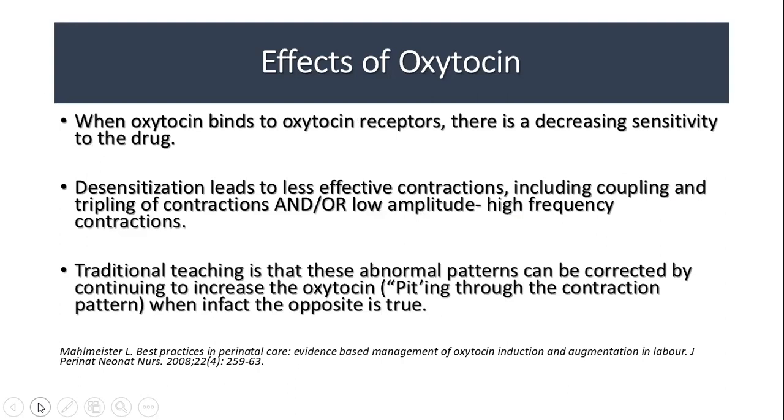When oxytocin binds oxytocin receptors, there's a decrease in sensitivity, and this desensitization will lead to less effective contractions, including coupling and tripling. Traditional teaching has been that you drive oxytocin through this to try and regularize the contractions, but research has shown that the opposite is true.